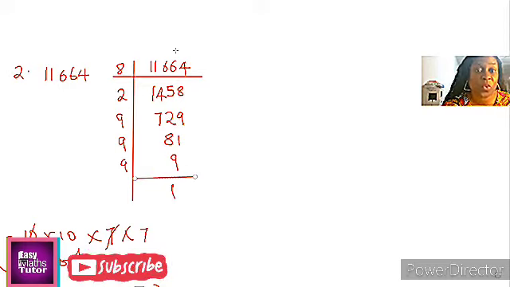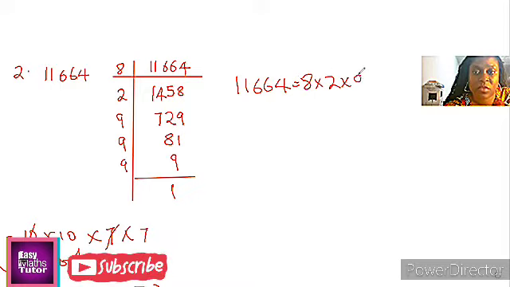And then we're going to know if we can find the square root of this number. So we'll rewrite it down here. 11,664 expressed as a product of its factors is 8 times 2 times 9 times 9 times 9. So the easiest way for us to find the square root of this number is to break it down into factors that will be in twos.